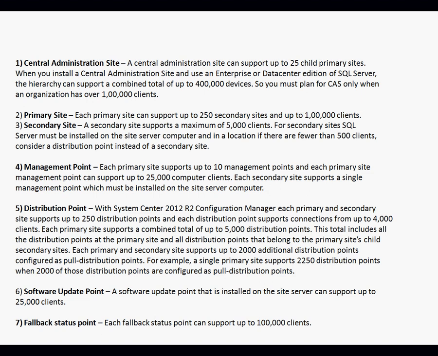Then you have fallback status point. For example, this primary management point is down. Let's say Delhi has 5,000 devices, and all of them are connected with the secondary site in Delhi. If the secondary site is down, Delhi can reach out to the primary site server. That is called fallback status point, or an alternate method of connecting to the server.